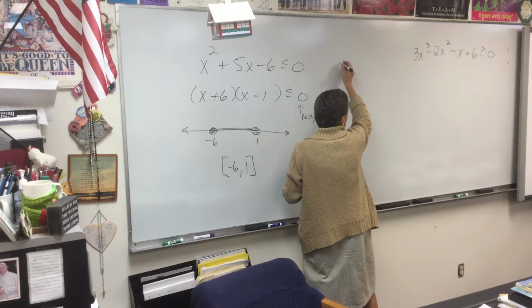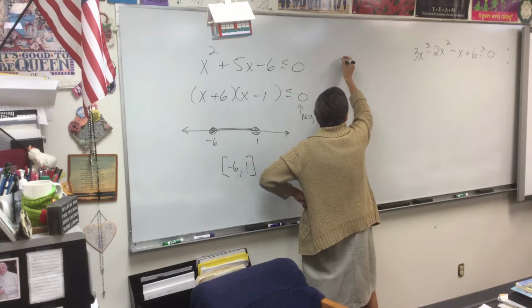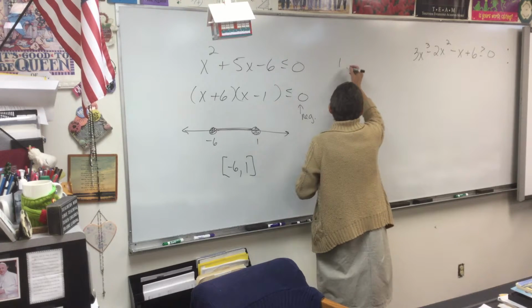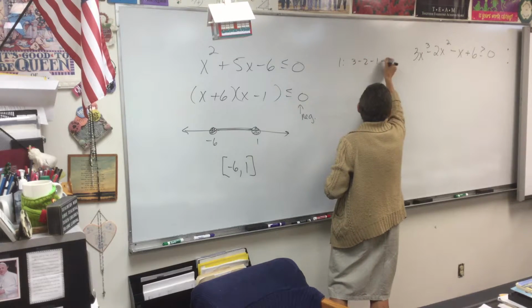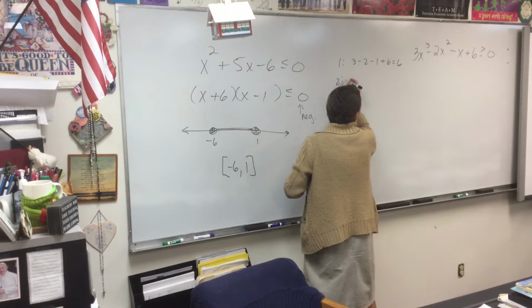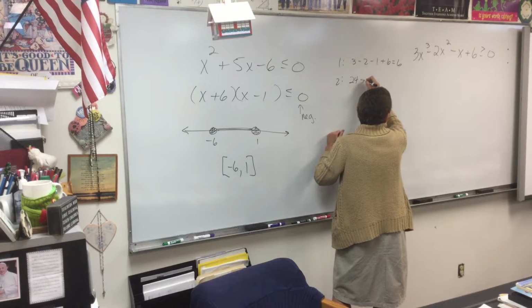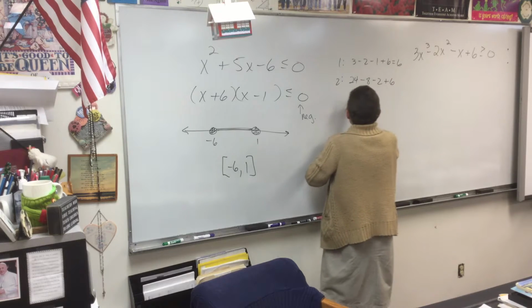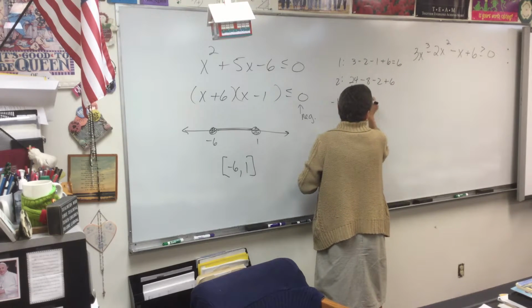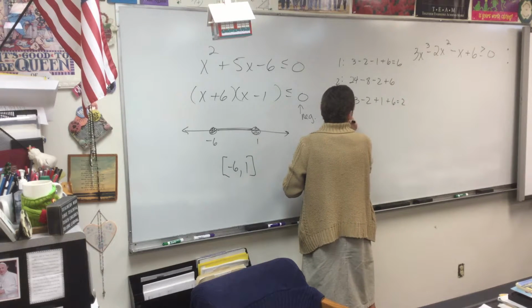Let's see. 1 isn't going to work. Is 2 going to work maybe? Let's see. 1 gives me 3 minus 2 minus 1 plus 6. What is that? 6. Okay, what does 2 give me? 2 gives me 24 minus 8 minus 2 plus 6. Okay, let's try negative 1. How about negative 2?